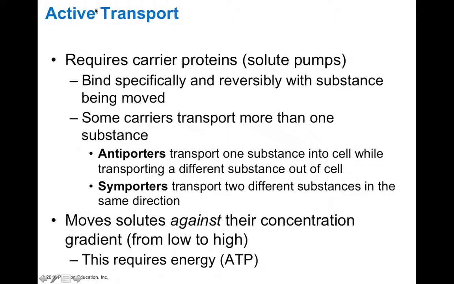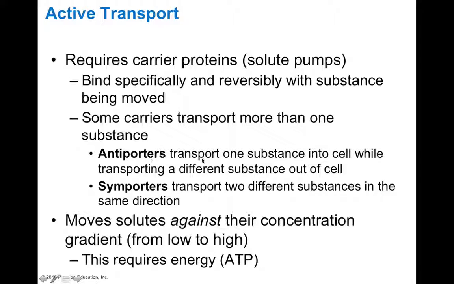So with active transport, we can use solute pumps or carrier proteins, and these are the ones that bind specifically and reversibly with a substance that's being moved. We've talked about carrier proteins already with facilitated diffusion. However, this is an example of carriers that work similarly, but they require the use of ATP to pump a molecule in a particular direction. Now we have two types of carriers. We've got antiporters and symporters.